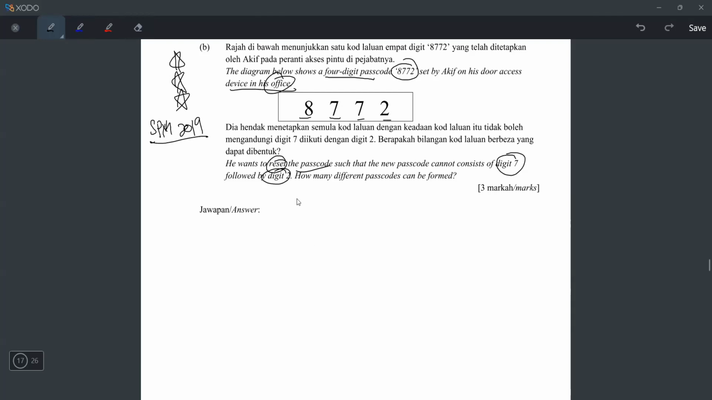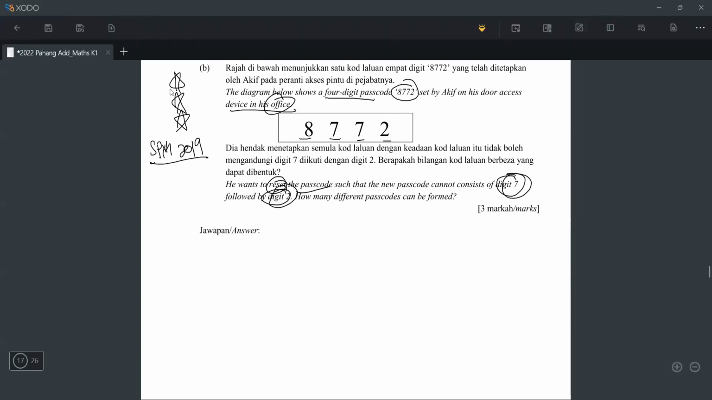So at first, when I did this question, I assumed that I can use any digit I want. Means I can use 9, 7, 5, 4. Okay, and the 7 cannot be followed by 2. And I did it like that. But then when I checked the answer scheme, that's not how they do it. They do it differently. So I'll just show you the SPM 2019 question. Okay, wait for me. Let me just open it. So wait, let me find the folder, Addmaths. SPM 2019.